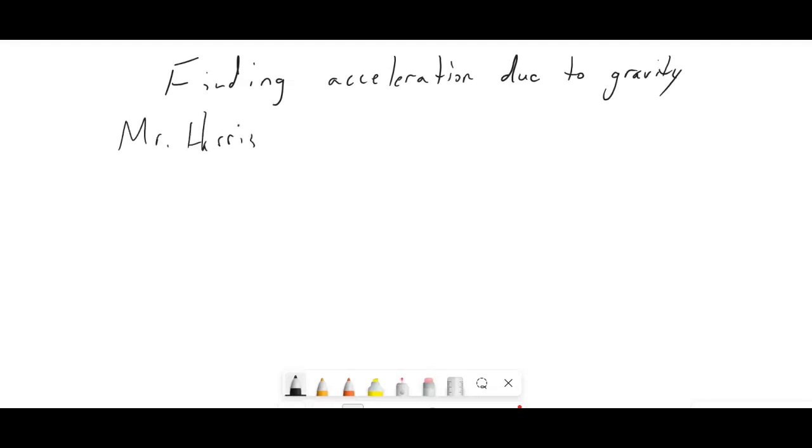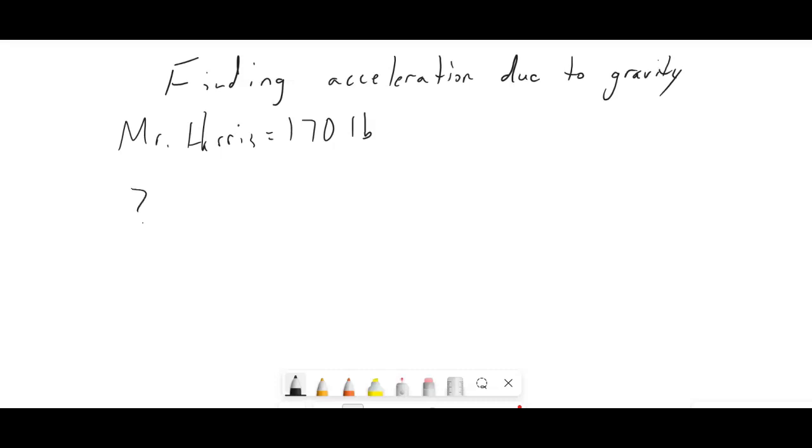First thing we need to know is that I weigh 170 pounds. I need to convert this number in pounds to newtons, which is also a measurement of weight, and I need to convert it to kilograms to figure out how much mass I have. All right, so let's go ahead and do this.